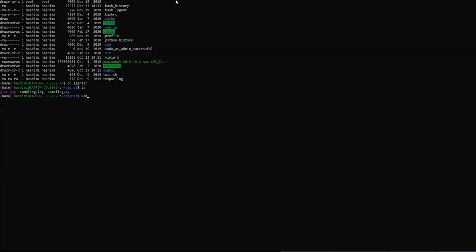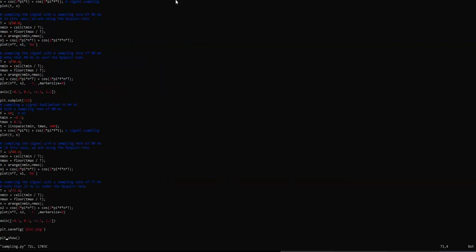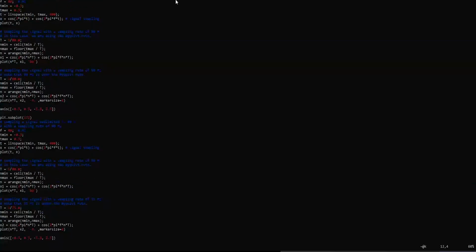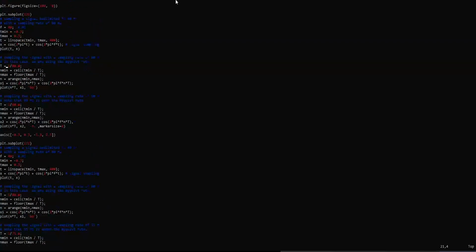So basically, I just want to show you the Python code. This is the Python code basically for sampling. Can you see well or is it difficult? This is a Python 3 code for describing the sampling Nyquist theorem.